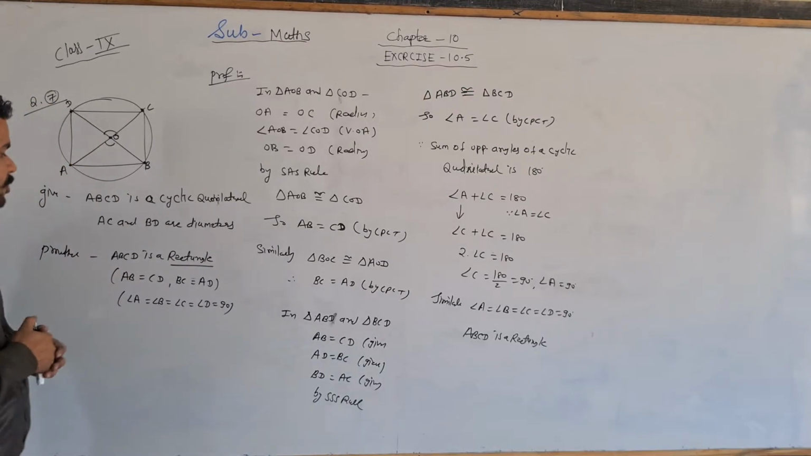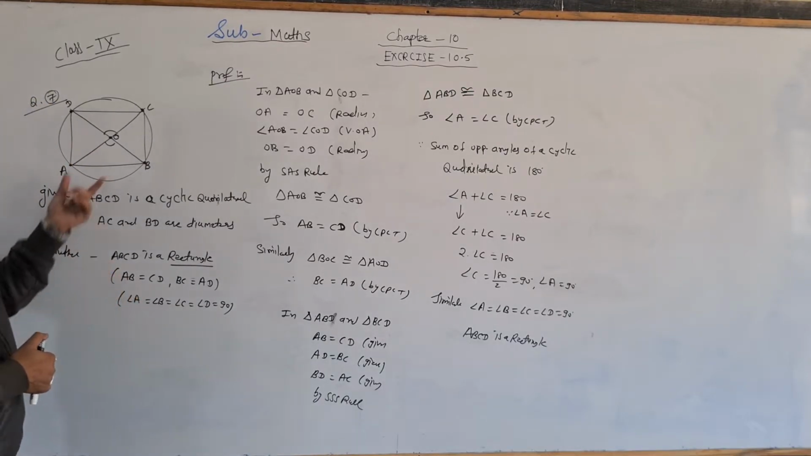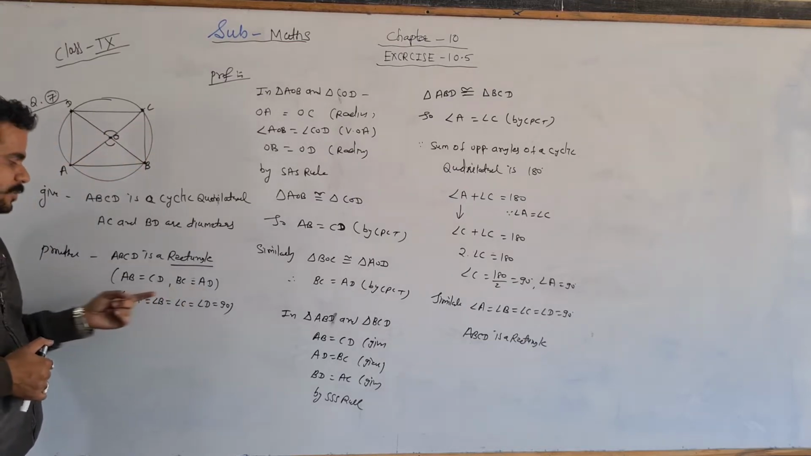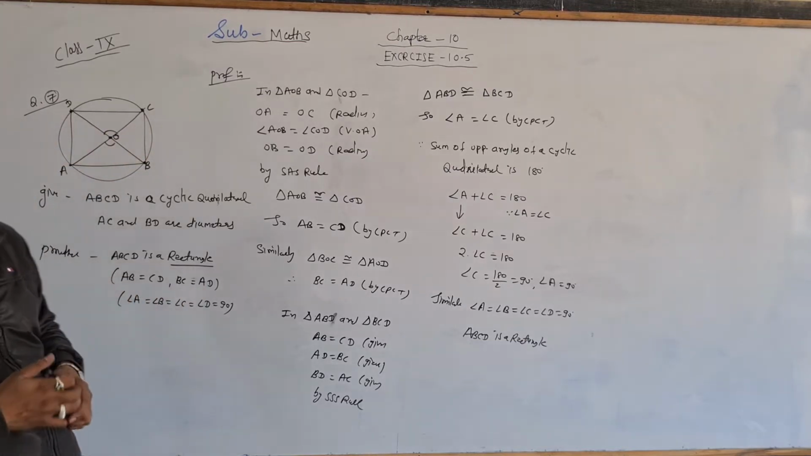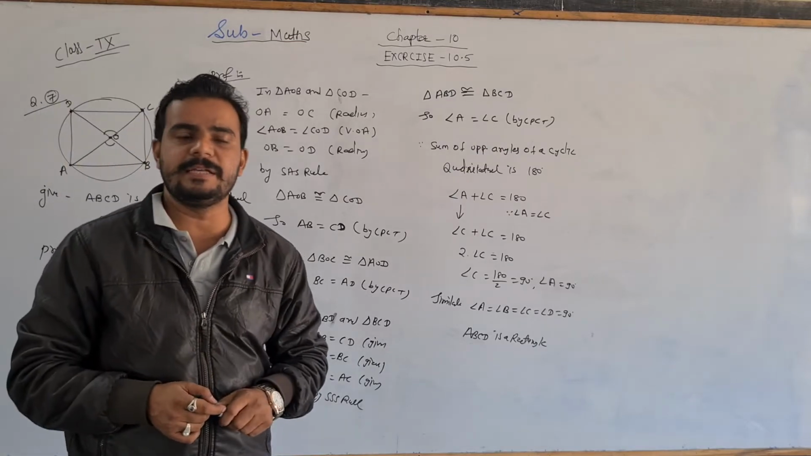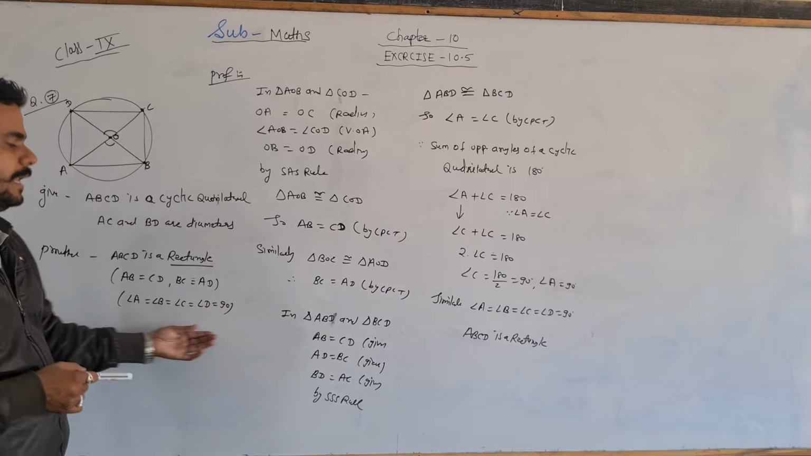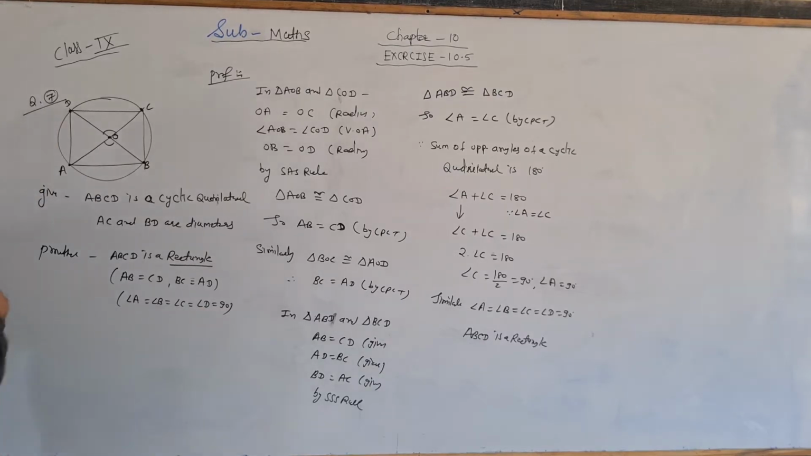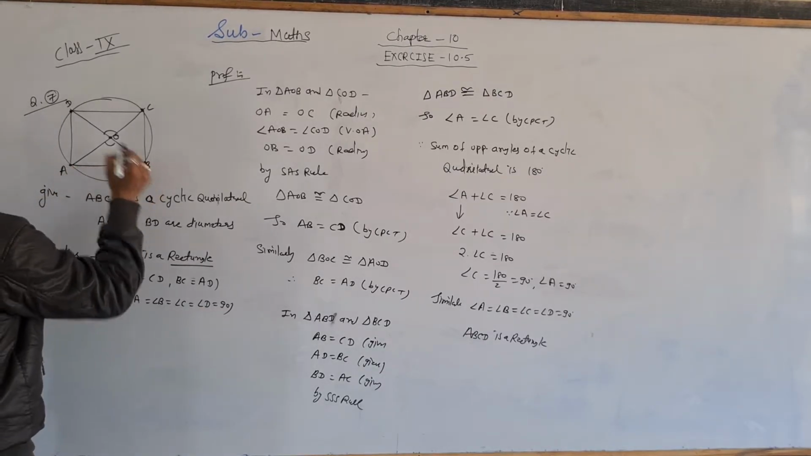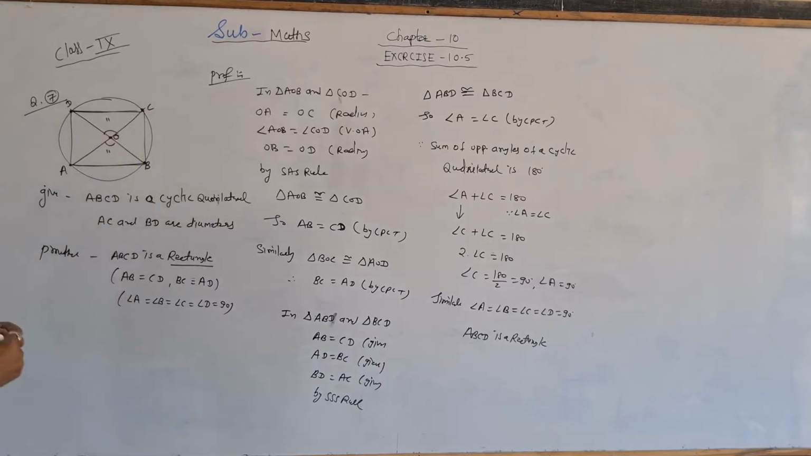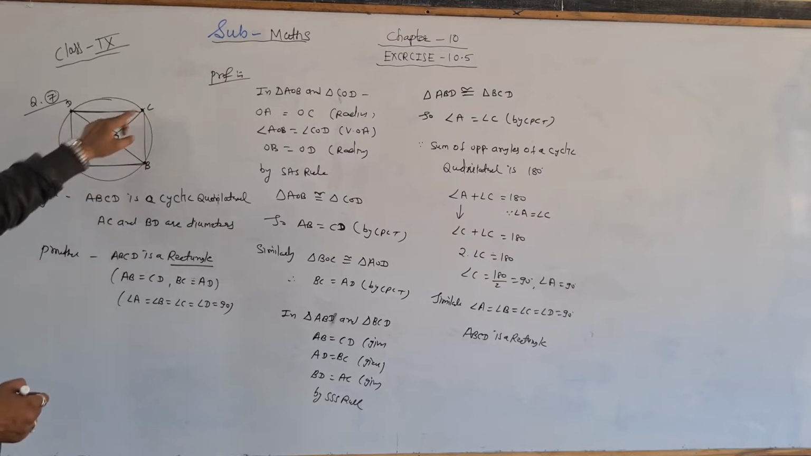So it means we have to prove that opposite sides are equal: AB equals CD and BC equals AD. These two things, and after that we have to prove angle A equals angle B equals angle C equals angle D is 90 degrees. All angles are 90 degrees. So first we have to prove AB equals CD. For this we will prove these two triangles congruent, triangle AOB and triangle COD.